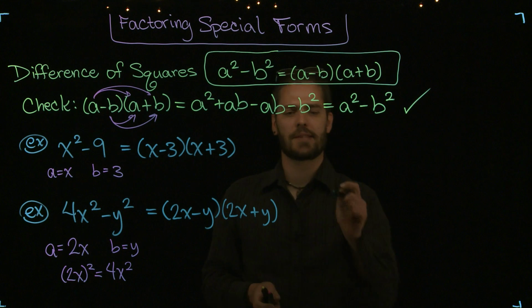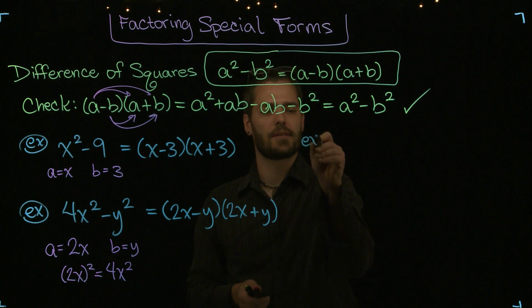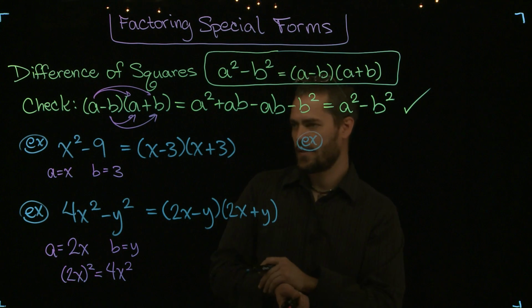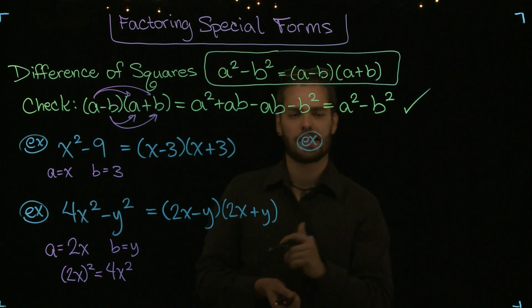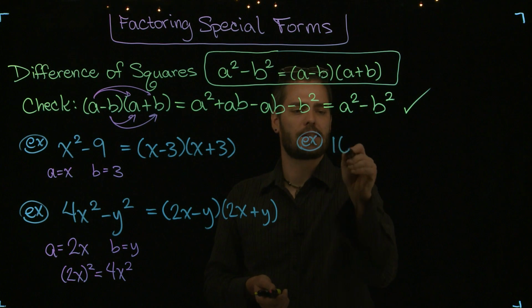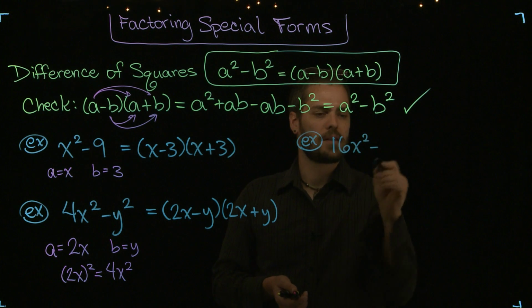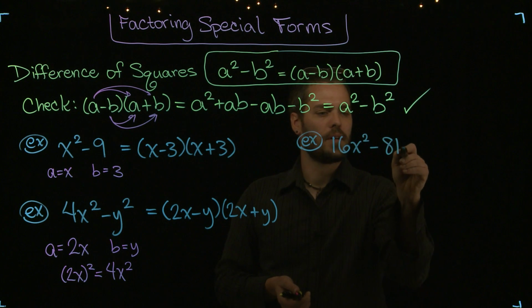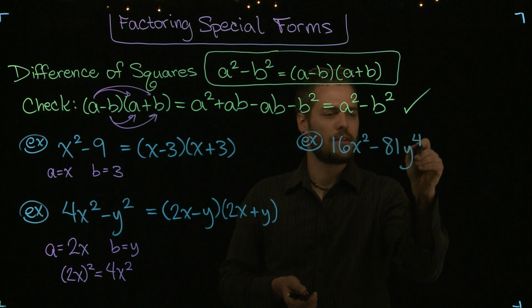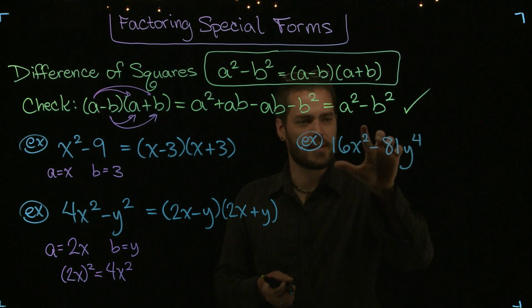Let me give one more example of the difference of squares that may not immediately present itself. Suppose we had 16x squared minus 81y to the fourth, and actually I don't want this to be squared.